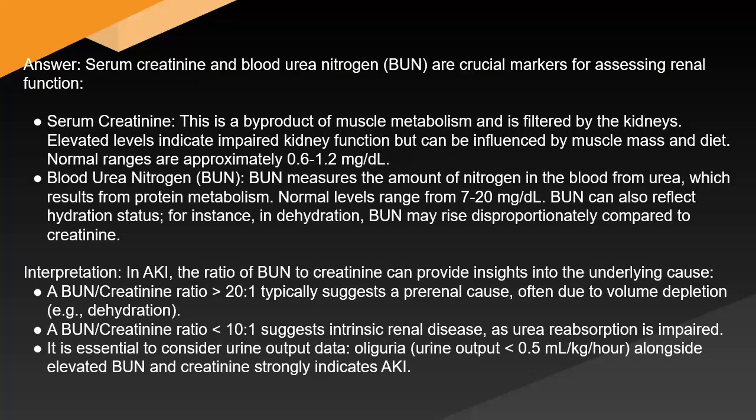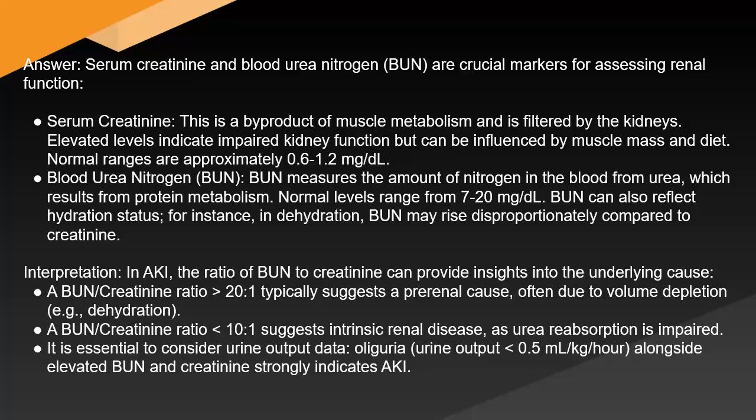Answer. Serum creatinine and blood urea nitrogen (BUN) are crucial markers for assessing renal function. Serum creatinine. This is a byproduct of muscle metabolism and is filtered by the kidneys. Elevated levels indicate impaired kidney function but can be influenced by muscle mass and diet. Normal ranges are approximately 0.6–1.2 mg/dL.